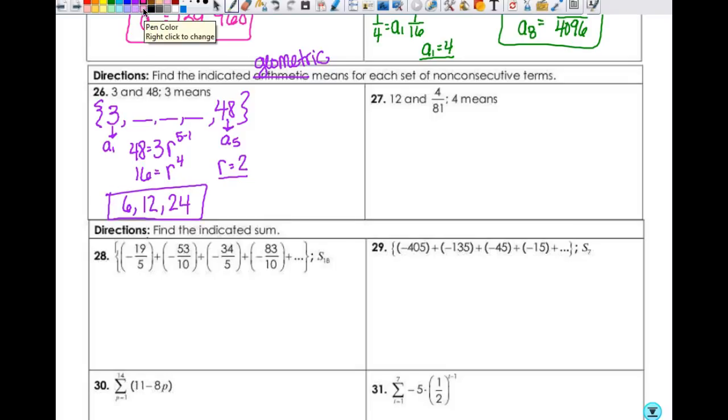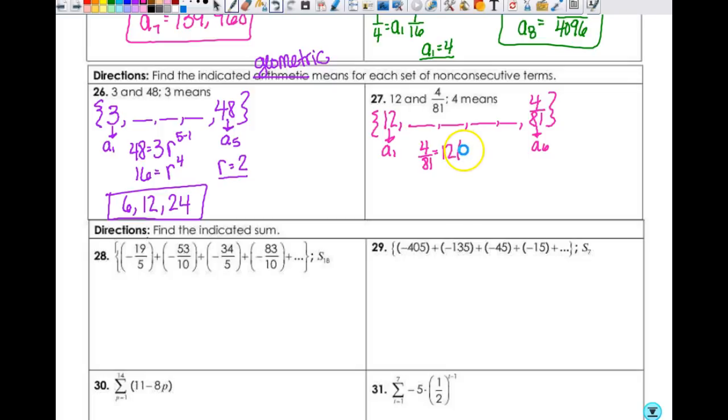All right, so I have 12 and 4 over 81. So 12, and I have to have 4 means. 1, 2, 3, 4, and 4 over 81. So this is A1, and then 1, 2, 3, 4, 5, 6. I need to have R, so 4 over 81 is A6. That's equal to A1, which is 12, times R, which we don't know, to the 6 minus 1 power.